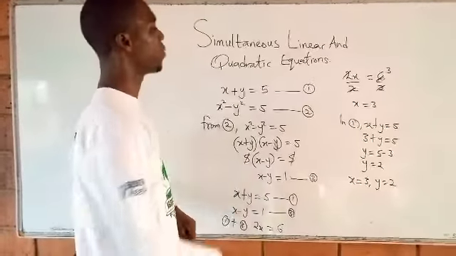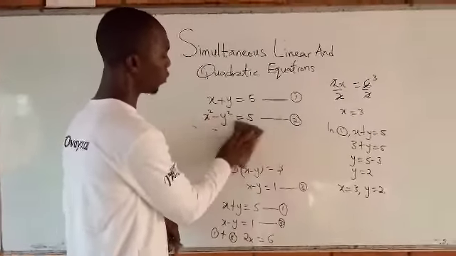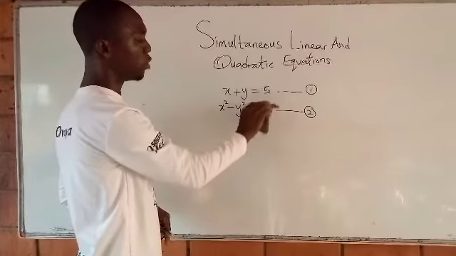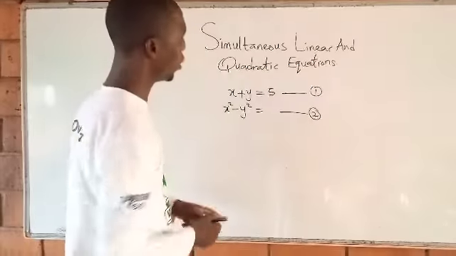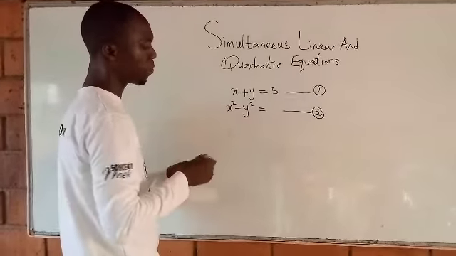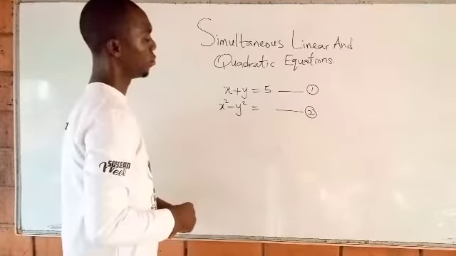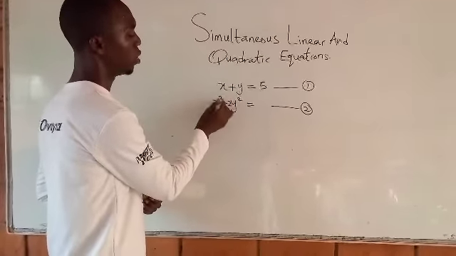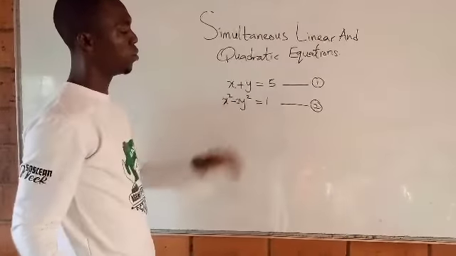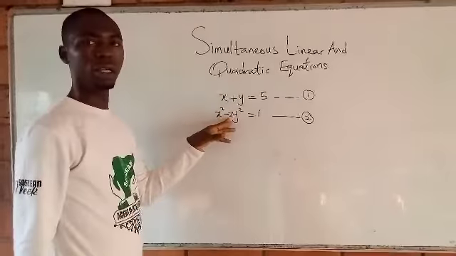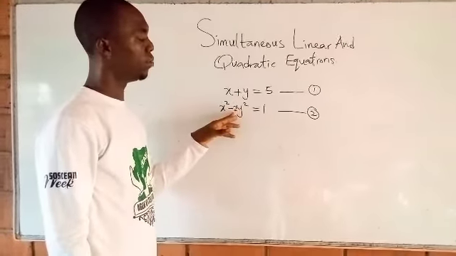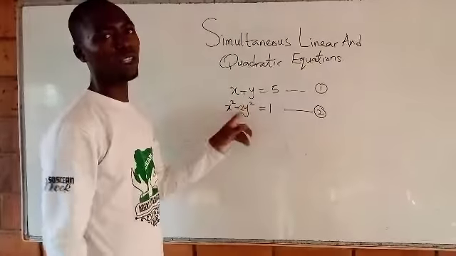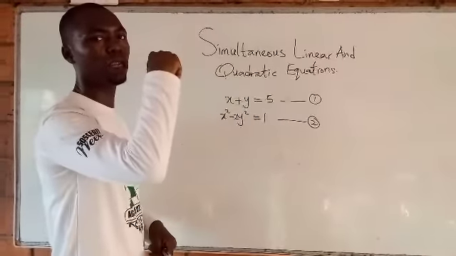But in a situation whereby it is not possible to factorize, let's just make a little adjustment to this question to understand what we are talking about. If you have x plus y equals 5, and then you have x squared minus 2y squared equals 1. From this now, this is no longer a difference of two squares, because though we have a perfect square here, we have another perfect square here, but 2 is not a perfect square. That means I cannot simplify this the way I did previously.